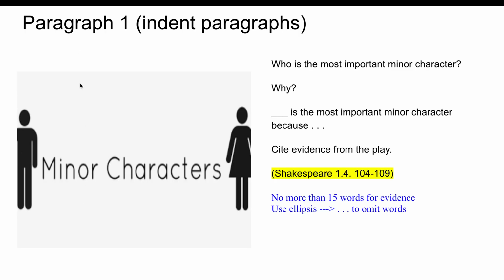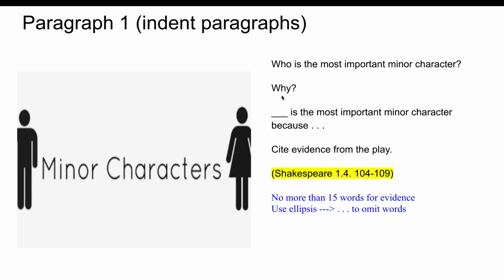Paragraph 1. Paragraph means to indent, so be sure you indent your paragraphs. Who is the most important minor character? We know it's about Romeo and Juliet, so your answer will not be Romeo or Juliet. Who else was mentioned in Act 1 that you feel is the most important minor character? A minor character is a character in the play who does not receive as much spotlight, like the play is not about them. So who do you believe is the most important minor character? If you mention Romeo or Juliet, your work will be returned to you as they are major characters.